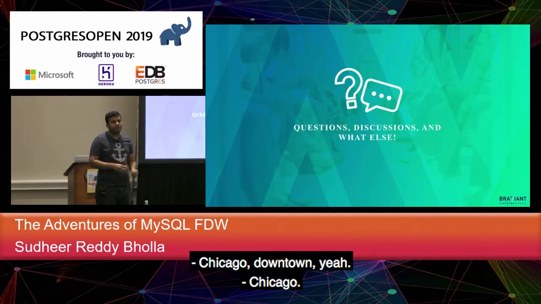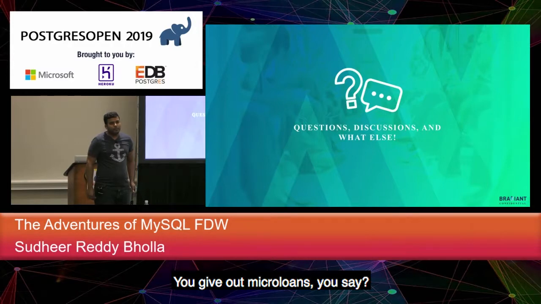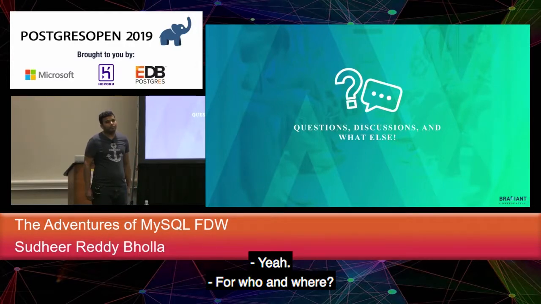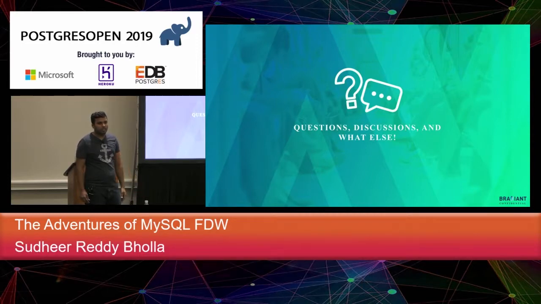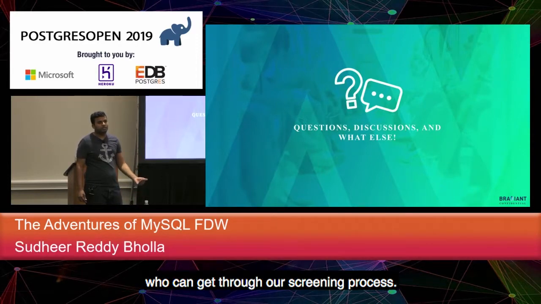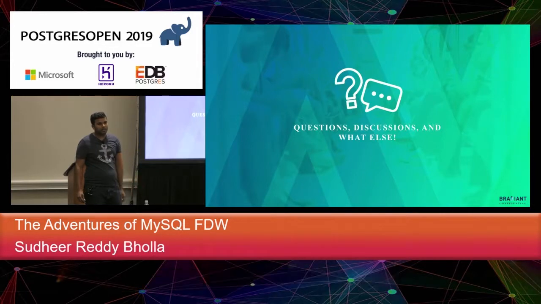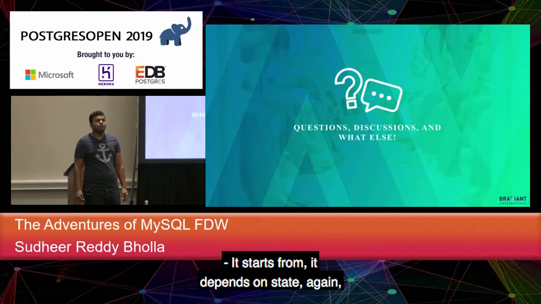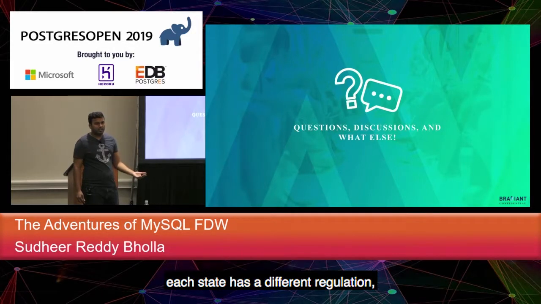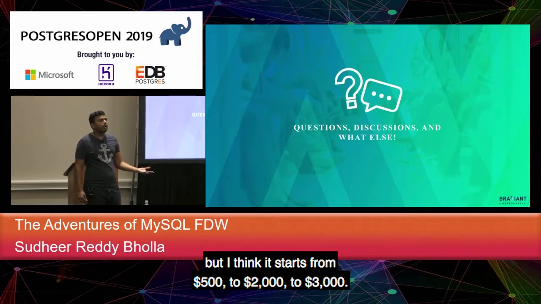Chicago, downtown. Yeah. You provide microloans, you said? Yeah. For who and where? We are in 9 states, and for anyone who can get through our screening process. Anyone within those states who can get through our screening process. When you're talking about microloans, how small are they? It depends on the state. Each state has a different regulation, but I think it starts from $500 to $2,000 to $3,000.